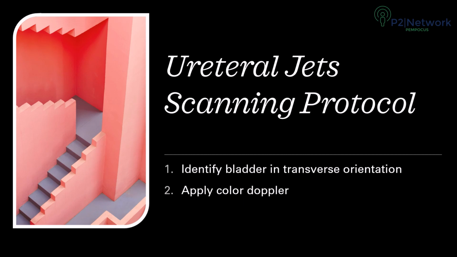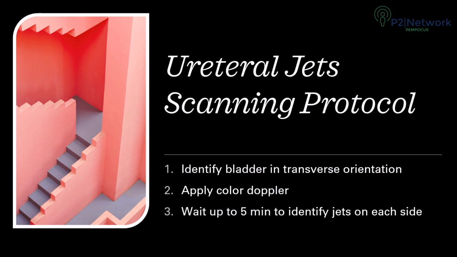Normal ureteral jets occur sporadically, and often they don't appear on both sides at the same time, so you can expect to wait up to 5 minutes for a urinary jet to appear on each side before you can conclude that an obstruction is present.